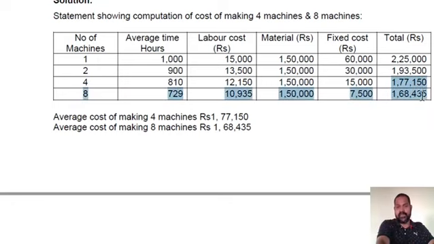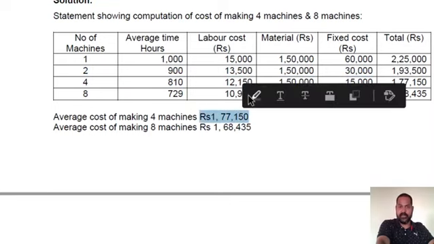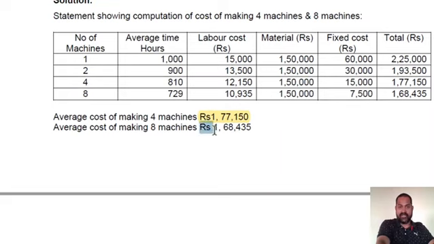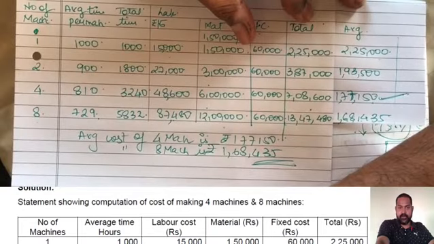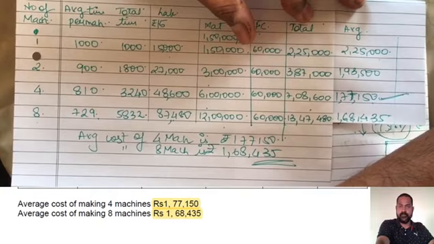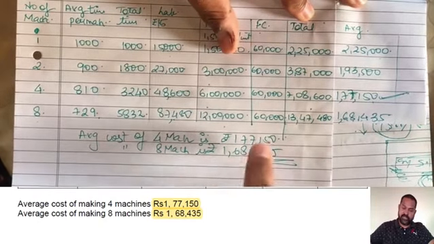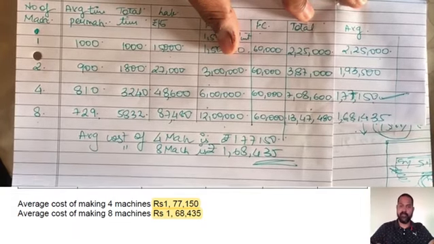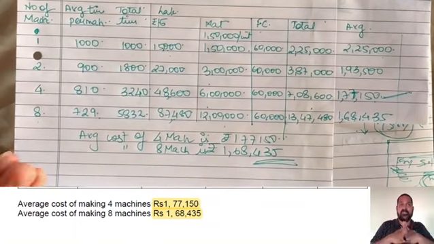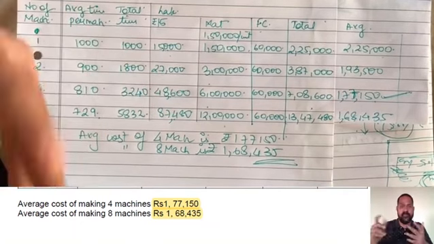What I want to say is, isn't our final answer in both cases the same, which is 1,77,150 and 1,68,435? As long as that is the same, nobody really cares about how you finish off the question. So for 4 machines, 1,77,150, perfect. For 8 machines, 1,68,435. So what happens is, once you calculate the average time, then the calculation will differ.